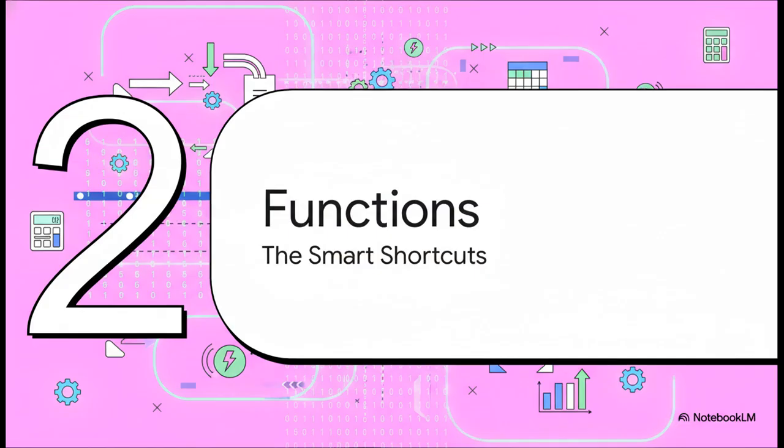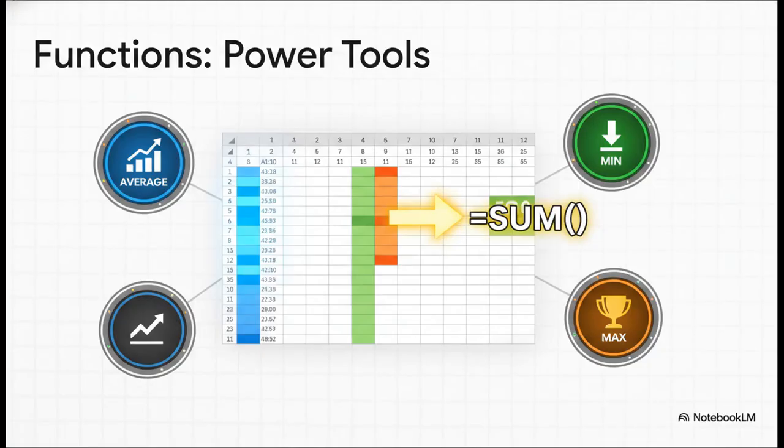This is where functions come in to save the day. Think of them as powerful, pre-built shortcuts that do all the heavy lifting for you. So instead of that crazy long addition formula, you can just use the sum function to add up a whole range of cells all at once. Want to find the average of those numbers? There's an average function. Need to find the smallest number in the list? That's the min function. The biggest? You guessed it, the max function. These things are absolute game changers.